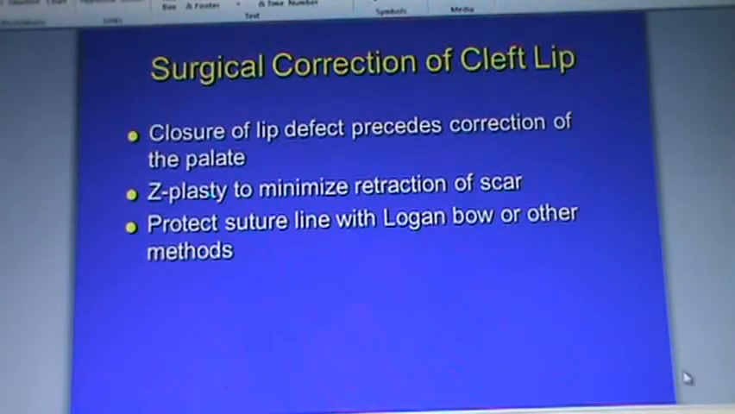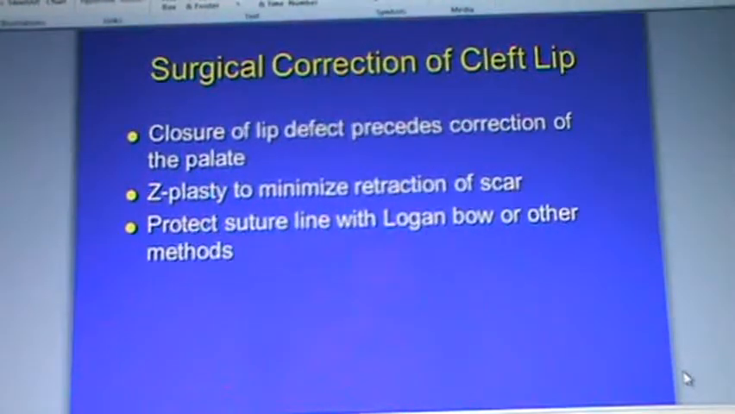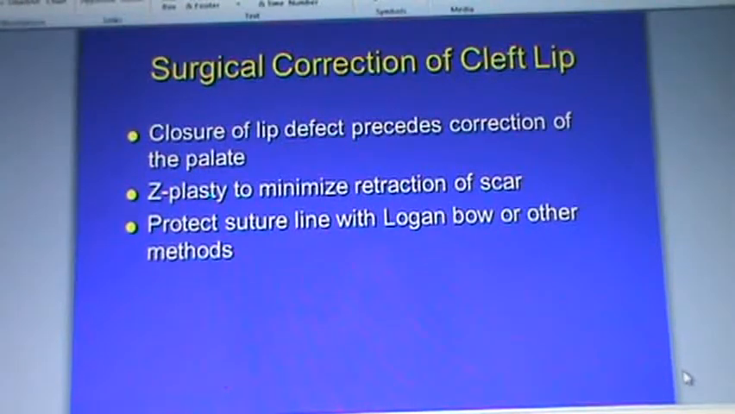Surgical correction of cleft lip. Closure of lip defect precedes correction of the palate. The palate takes a long time. Z-plasty to minimize retraction of scar. Protect suture line with Logan bow or other methods. Logan bow.